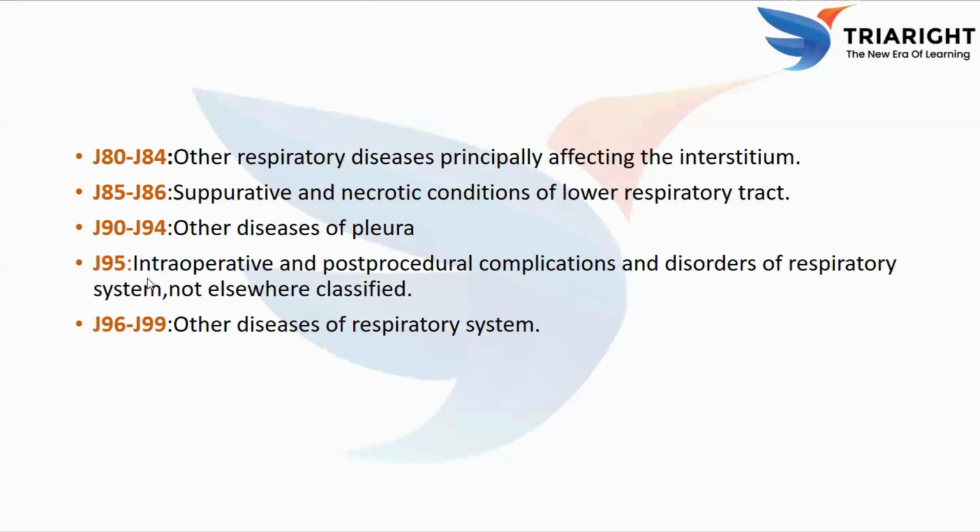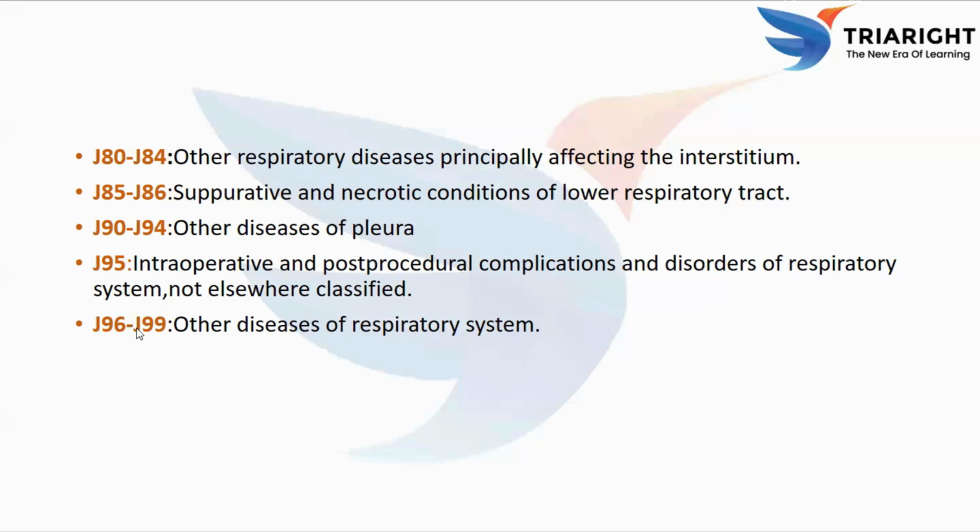So coming to the J95 code, it involves intraoperative and post-procedural complications and also disorders of the respiratory system not elsewhere classified. These are complications after surgery or medical procedures involving the respiratory system. For example, post-operative respiratory failure: after the procedure, if the lungs fail, then J95 codes are assigned.